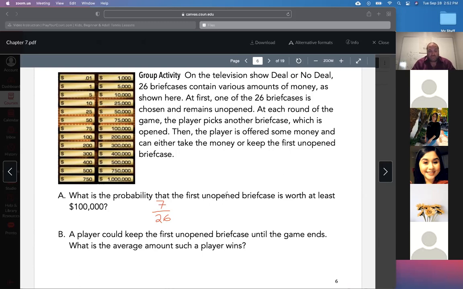Now, a player could keep the first unopened briefcase until the game ends. What is the average amount such a player wins? We do the same thing kind of that we did in the price thing. We add all the possible numbers on the left and the right. We add up all the possible numbers and divide by how much?